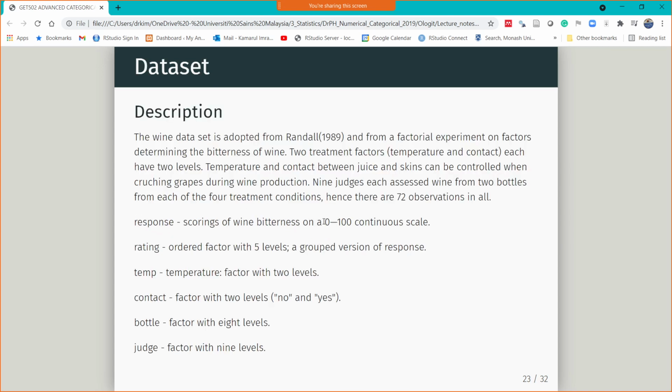And then we are going to use a sample dataset first for this brief practice before you go to the long practicals. So the dataset comes with the package, and the name of the dataset is wine. Okay, it comes from a paper by Randall 1989, a factorial experiment on factors determining the bitterness of wine.